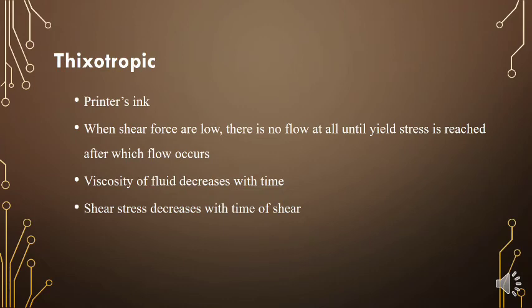Then coming to thixotropic. This comes under the pseudoplastic flow. When the shear forces are low, there is no flow at all until yield stress is reached, after which flow occurs. So in the more extreme cases, this is happening. These types of fluids are called thixotropic. In this case, viscosity decreases with time, and the shear stress decreases with time of shear.